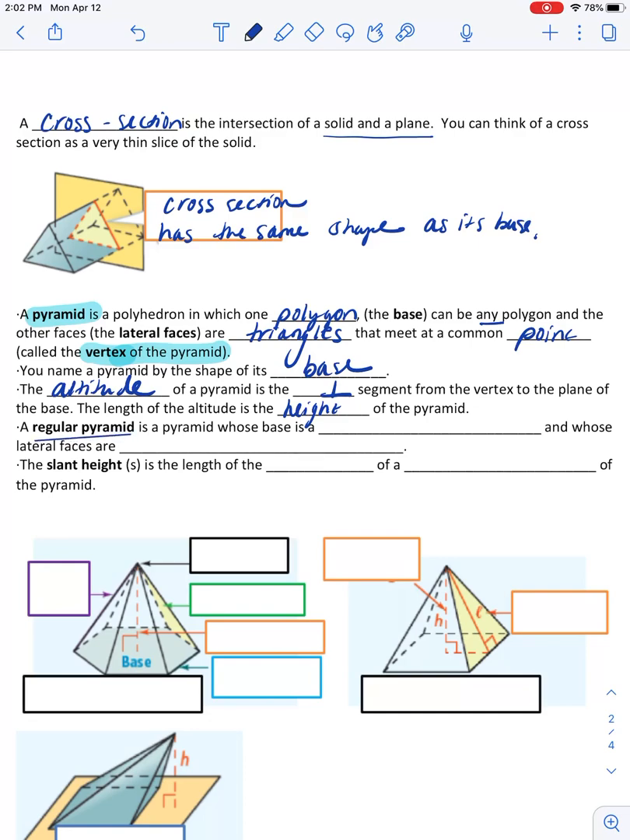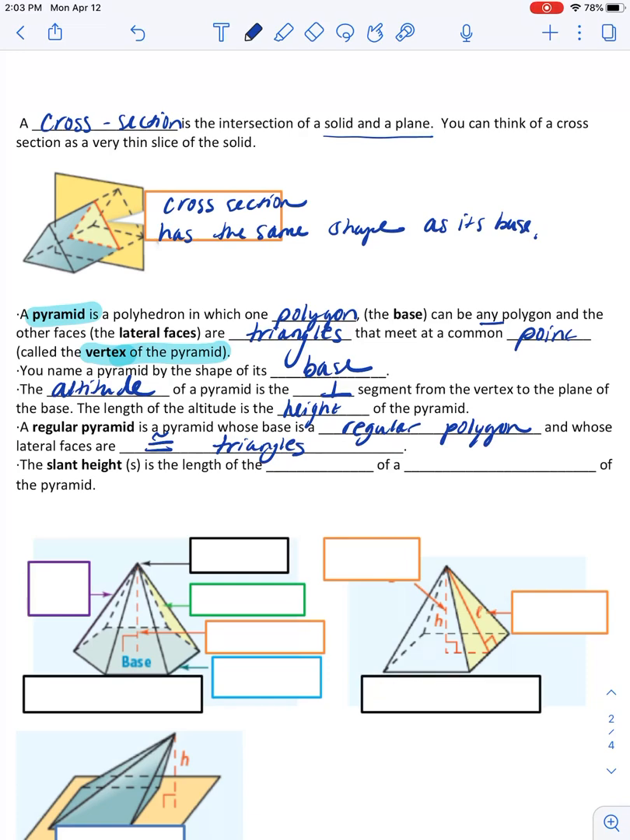Now a regular pyramid, and the word regular, I hope you remember, means all sides are congruent. So a regular pyramid is a pyramid whose base is a regular polygon. It may have a square as a base, or an equilateral triangle, or a regular hexagon, or a regular pentagon. And all of the lateral faces, all of those triangles, are congruent. So a regular pyramid is a pyramid whose base is a regular polygon and whose lateral faces are congruent triangles.